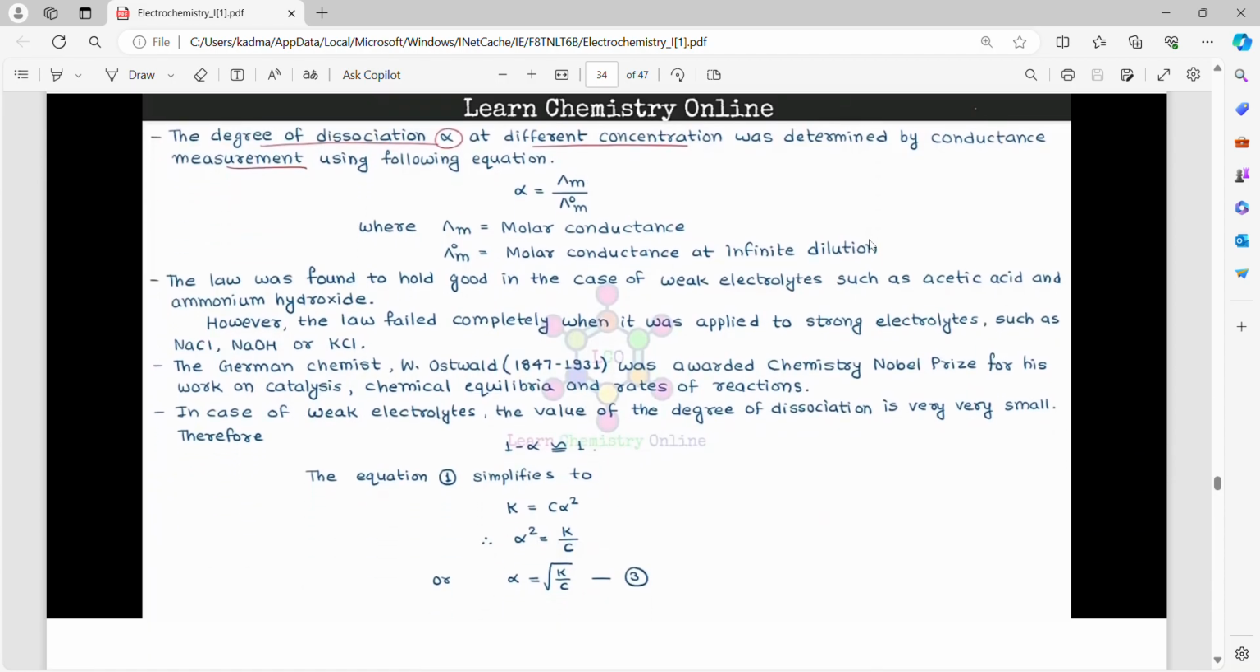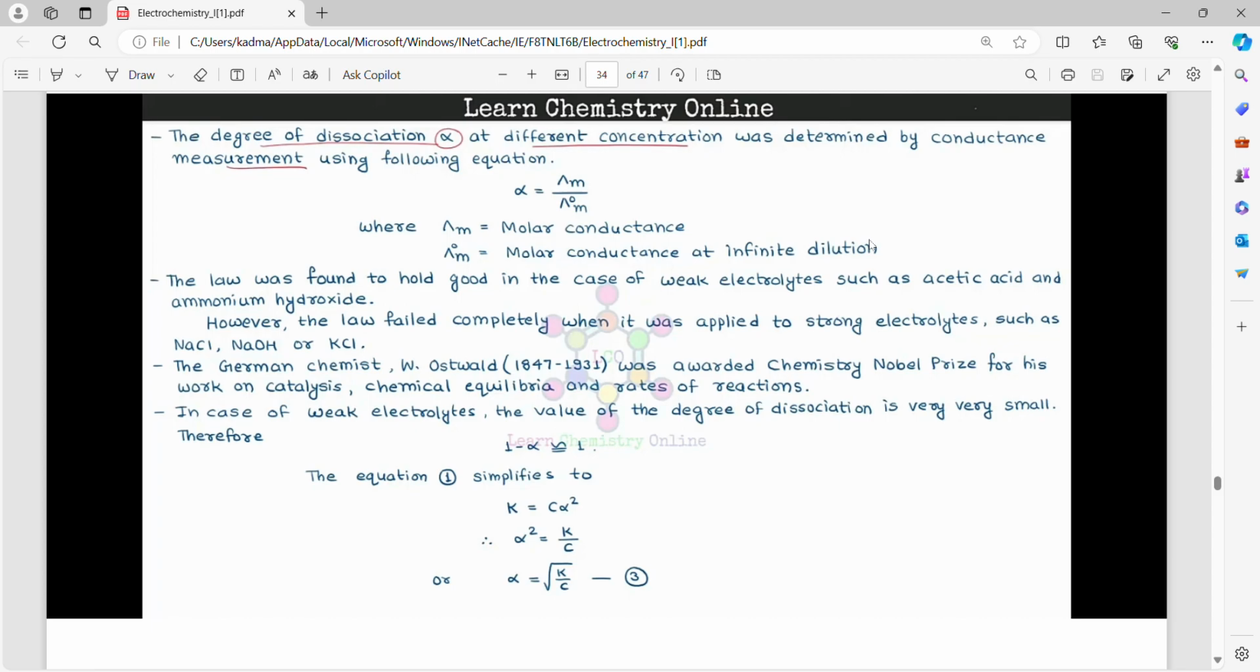The degree of dissociation alpha at different concentrations was determined by conductance measurement using the following equation. Alpha is equal to lambda m by lambda naught m, where lambda m is the molar conductance and lambda naught m is the molar conductance at infinite dilution. The law was found to hold good in the case of weak electrolytes such as acetic acid and ammonium hydroxide. However, the law failed completely when it was applied to strong electrolytes such as NaCl, NaOH or KCl. The German chemist W. Ostwald was awarded the Chemistry Nobel Prize for his work on catalysis, chemical equilibria and rates of reaction.